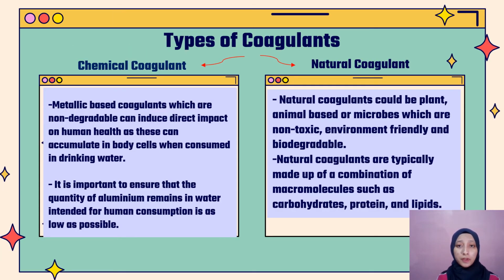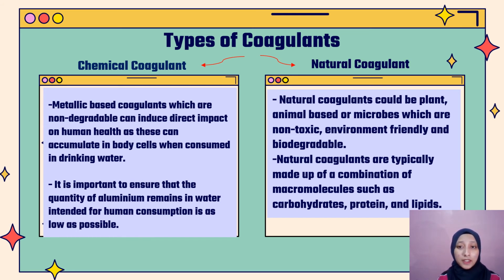As I mentioned before, there are two types of coagulants. First, chemical coagulant is a metallic-based coagulant which is non-degradable and can have a direct impact on human health, as it can accumulate in body cells when consumed in drinking water. Next, it is important to ensure that the quantity of aluminium remaining in water intended for human consumption is as low as possible. Next is natural coagulant.